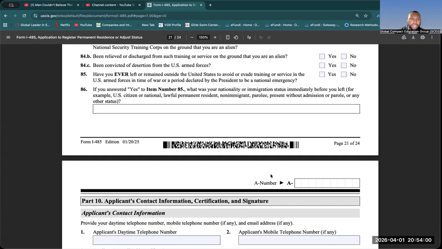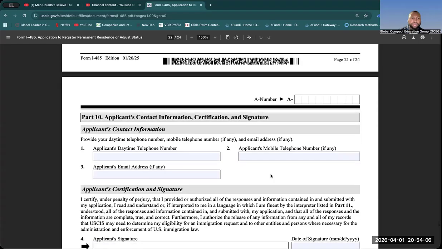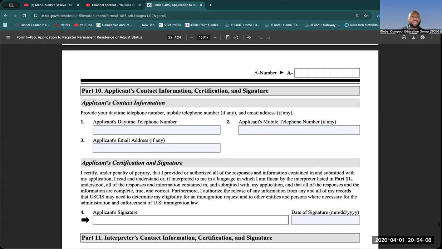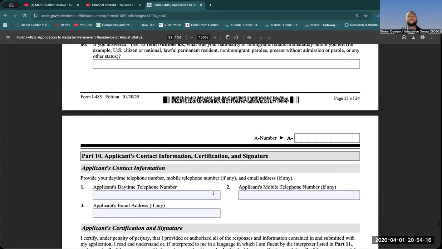Then applicant's contact information, certification, and signature. You need to put all that information there, and then you put your signature there. Then you're done. Nothing much. Thank you so much.